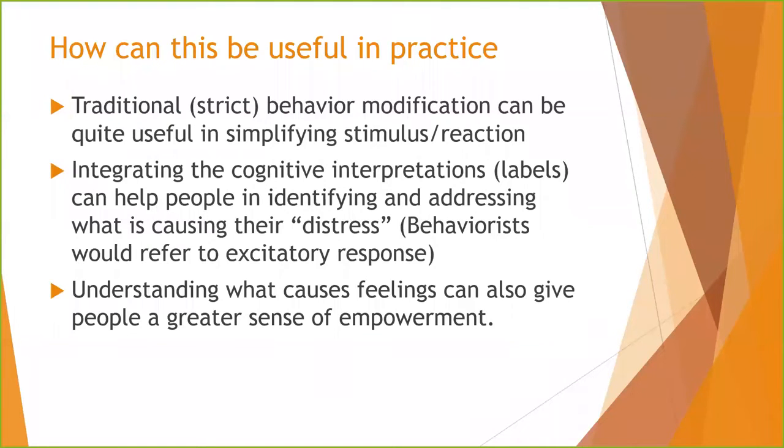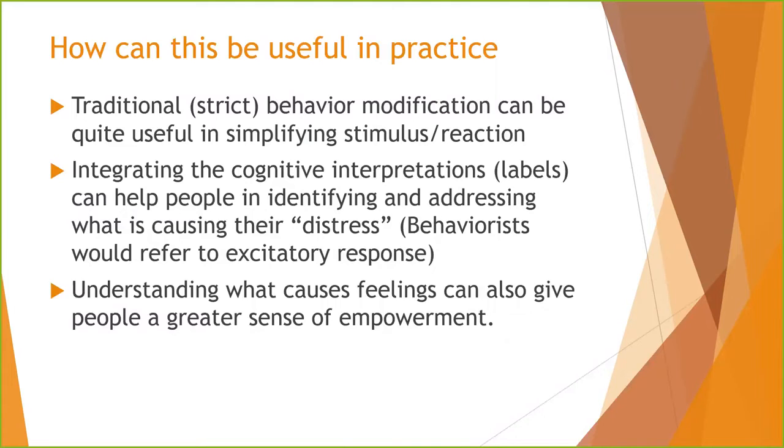So how can all this be useful in practice? Strict behavior modification can be quite useful in simplifying a stimulus and reaction. If you want to talk about why someone got upset, that can get mucky because upset may mean different things. They may put evaluations on terms like upset or angry or anxious. They may feel guilty about doing that. And all those feelings can get you stuck and kind of mucked up.